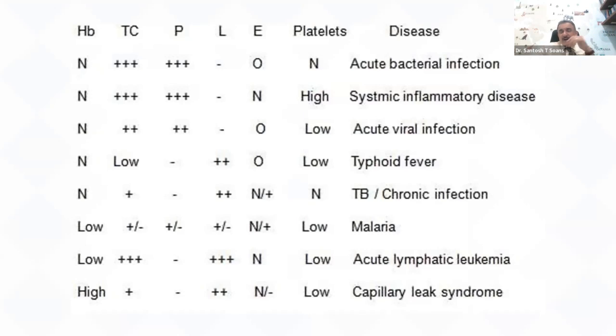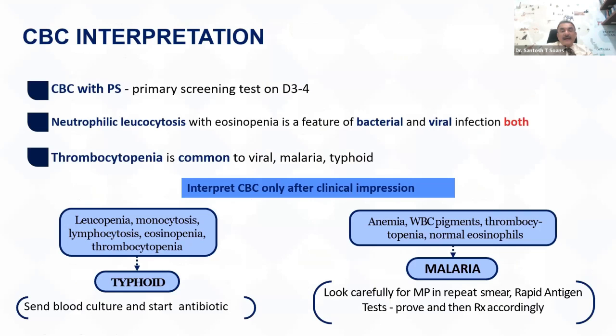So this is a chart where you can make a diagnosis by looking at the blood, an ordinary CBC, just one complete blood count, and what type of infection is possible. This is hemoglobin, total count, differential count, neutrophils, lymphocytes, platelets, and all that. I won't go through this because of time constraints, but you should know that just looking at it, you can make the diagnosis with almost 90% certainty.